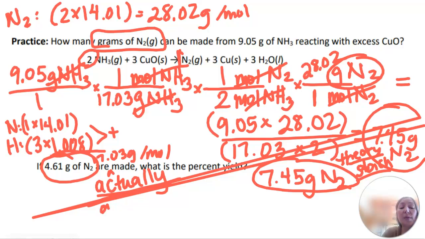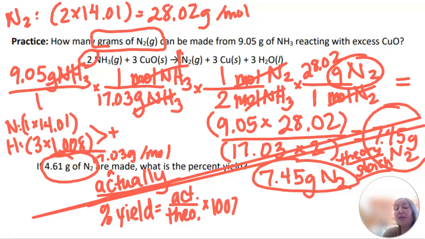Okay, so my percent yield equation is actual over theoretical from the math from Stoich times 100%. Okay, so my actual was I only was able to make 4.61, but the math told me I should have made 7.45 grams of N2. So this is 7.45 grams of N2. My 4.61 is grams of N2.